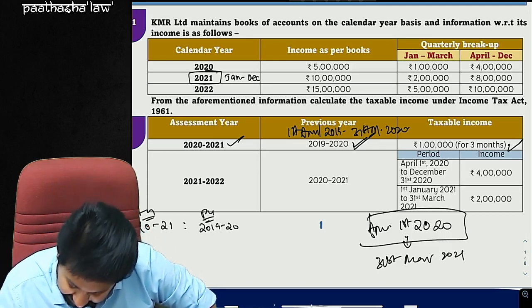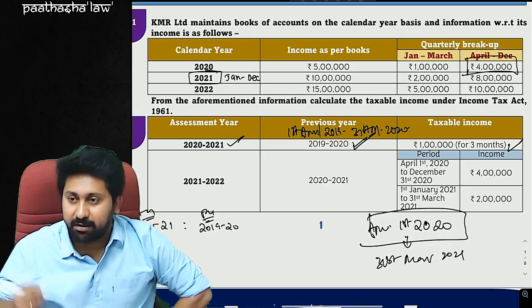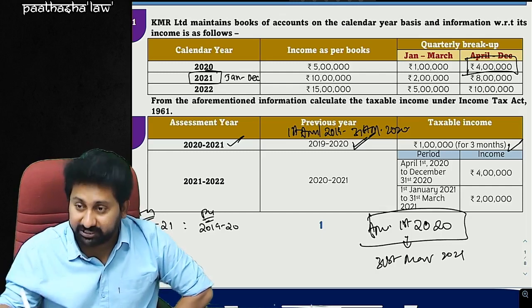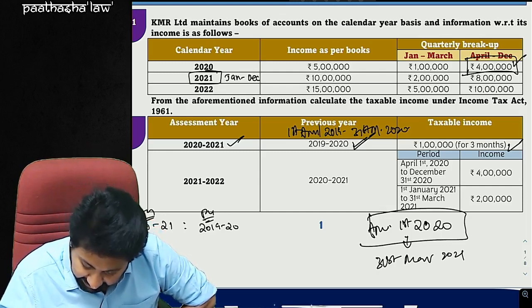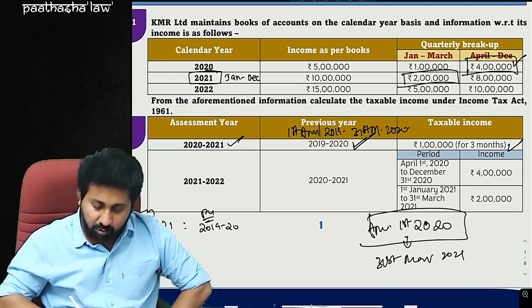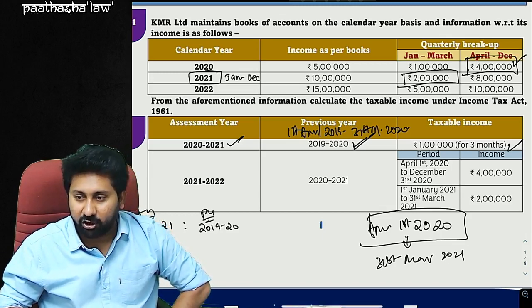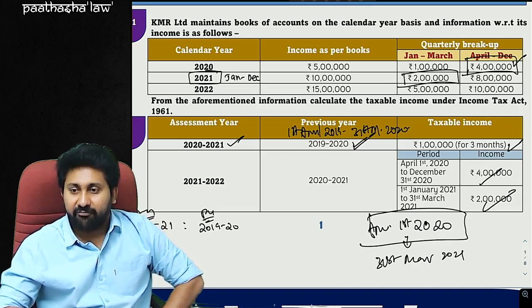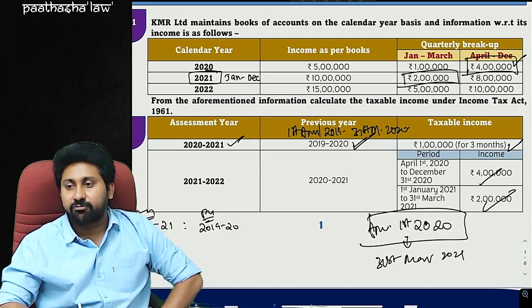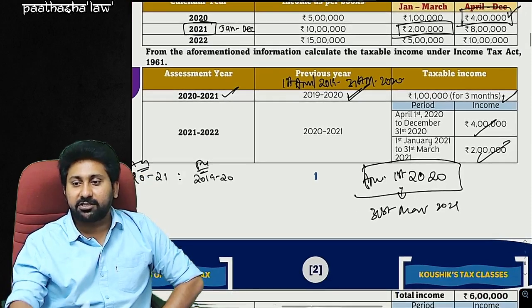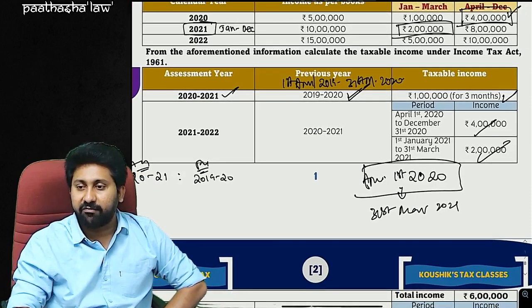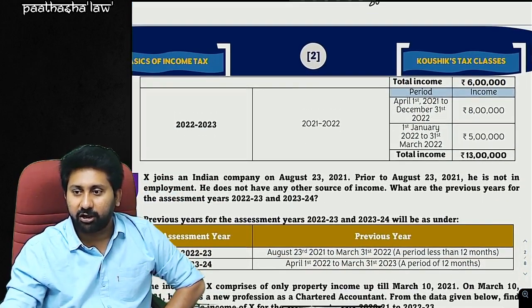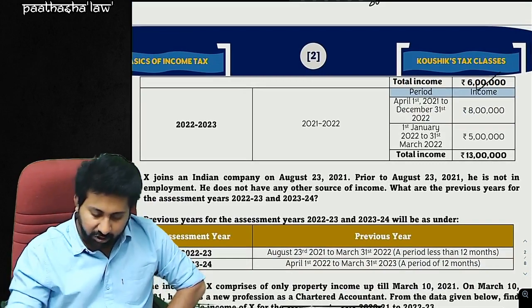2020, 1st April to 31st March. How much up to December? 4 lakh. Plus the very next quarter, 2 lakh. Totally how much? 6 lakh. This is how you need to understand. So April 1st, 2020 to December 31st, 2020, 4 lakh income. 1st January 21 to 31st March 21, 2 lakh rupees. Totally 6 lakh.